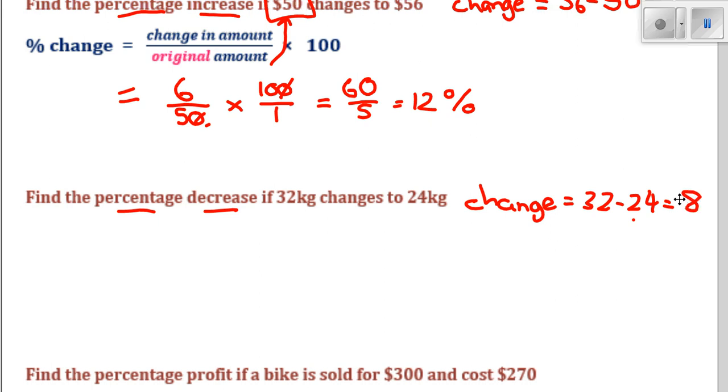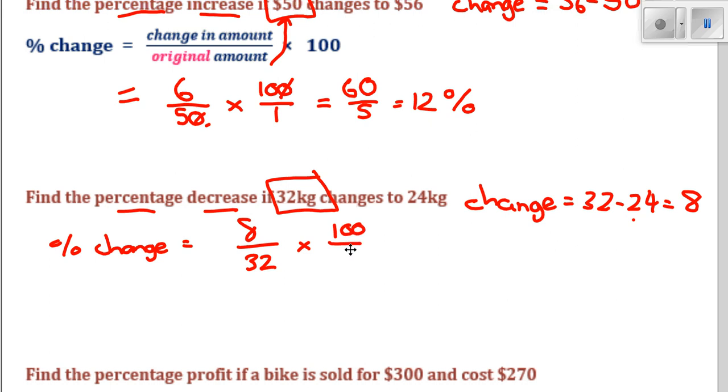So the percentage change, which is the percentage decrease in this case, is the change in value, 8, over the original. Which one came first? It's not necessarily the biggest or the smallest, it's just which one came first in time. The original, it started like this and changed to 24, so it's 32, so it's 8 over 32, then times 100 over 1.